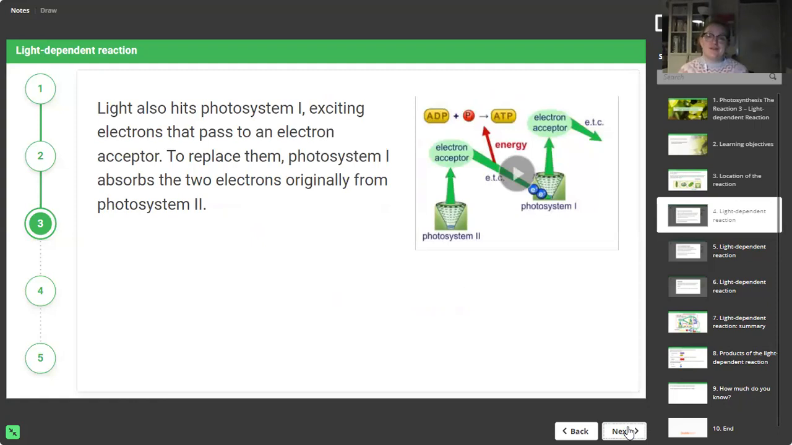Light also hits photosystem 1. So it doesn't just hit photosystem 2, light also hits photosystem 1. And the same thing happens to the electrons. The electrons are excited. Again, it's 2 electrons. The electrons are excited and they pass to an electron acceptor. To replace them, photosystem 1 absorbs the 2 electrons originally from photosystem 2.